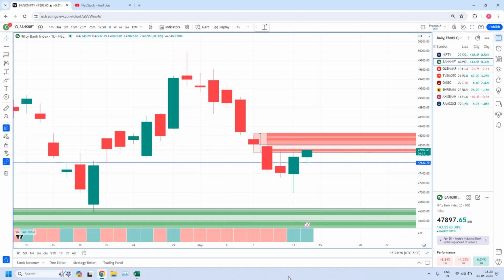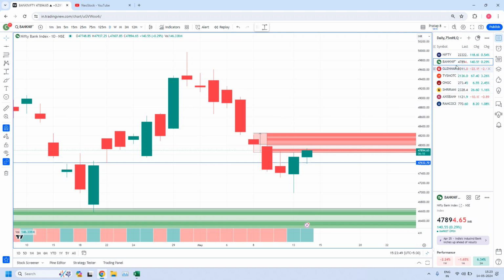In this video, let us evaluate the performance of high liquidity zones generated in our yesterday's report. Yesterday we identified 1, 2, 3, 4, 5, 6, 7, and Glenmark is having both 75 minutes and daily zones. So total 8 high liquidity zones were identified yesterday.